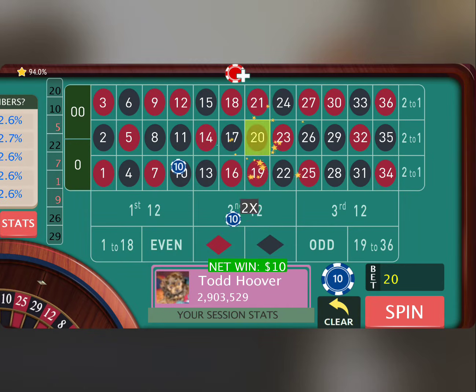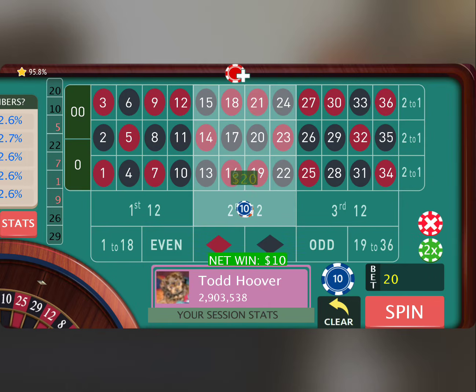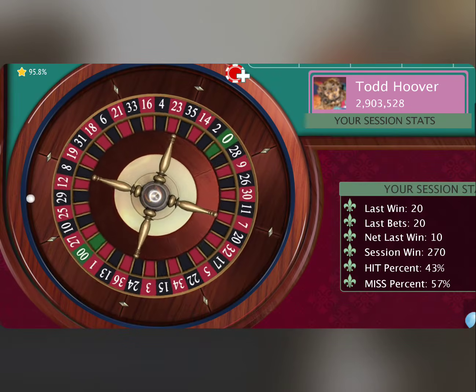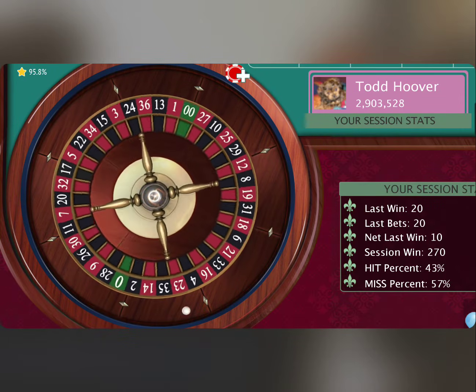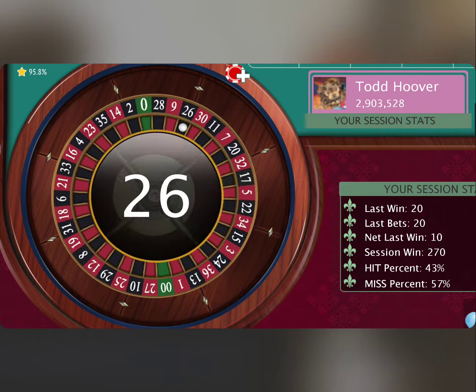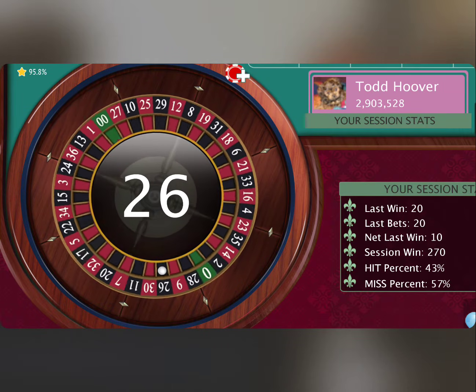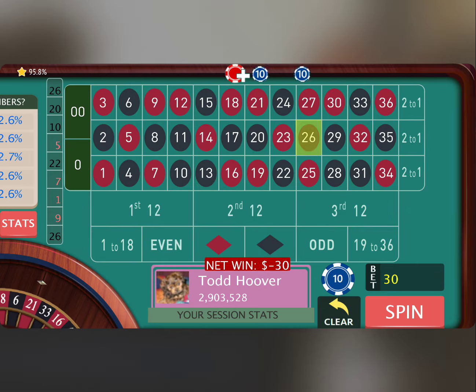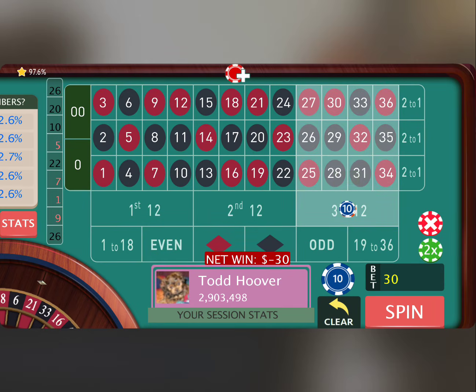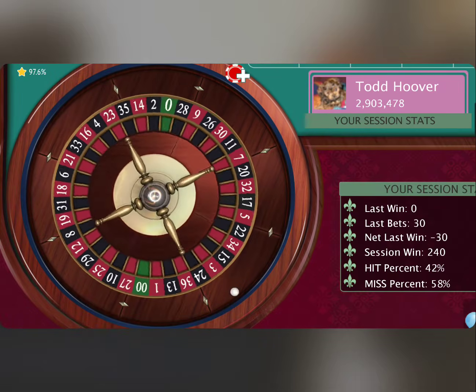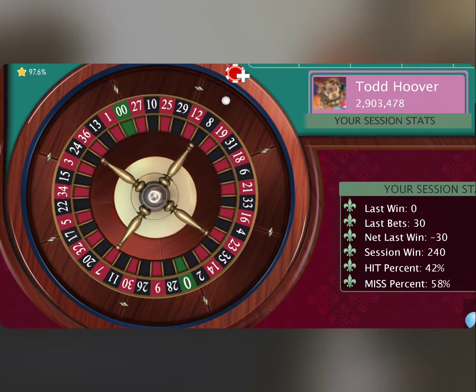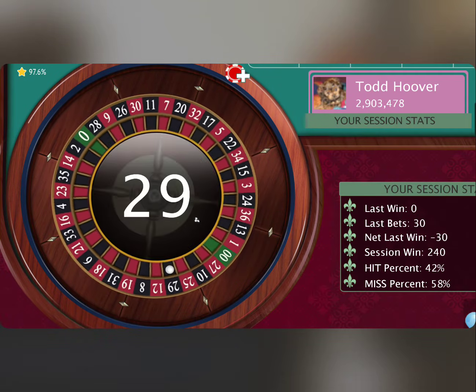Here's a 20. Okay, so then we go 10, 20, and 10. There's a 26. Okay, so we lost both. So we'll go 10, 20, 30 on the losing, and 20 on the second dozen. These are the previous two to hit on the dozens.